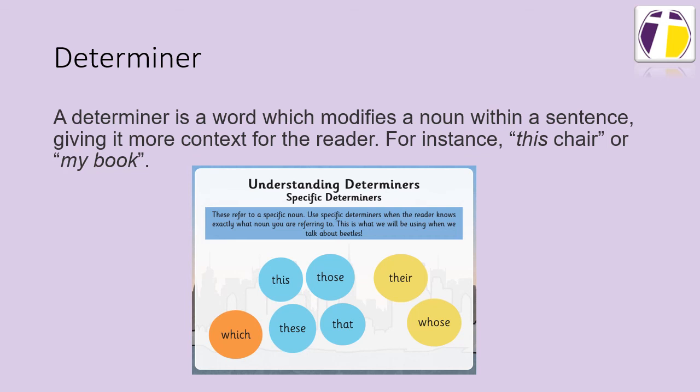Related to non-chronological reports, we've been having a look at determiners. A determiner is a word which modifies a noun within a sentence, giving it more context for the reader. For instance, this chair or my book. We had a go at writing and trying to include determiners in our writing to try and make our non-chronological reports sound even better. Why not have a go at trying to include some sentences of your own?